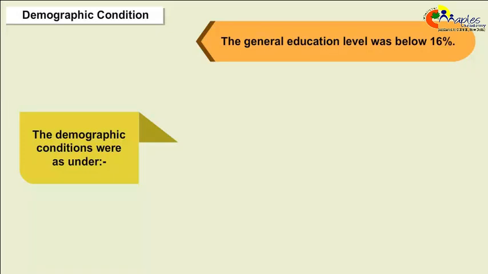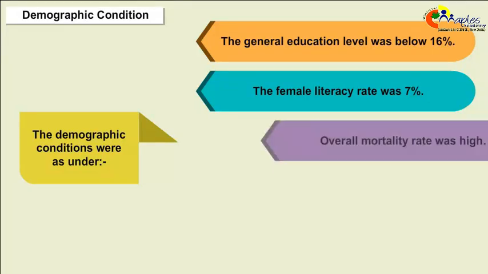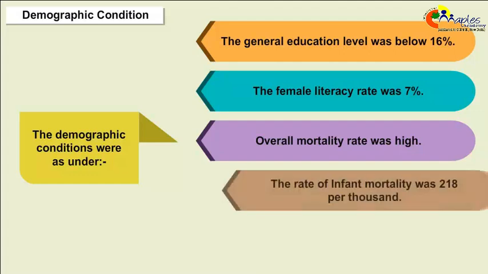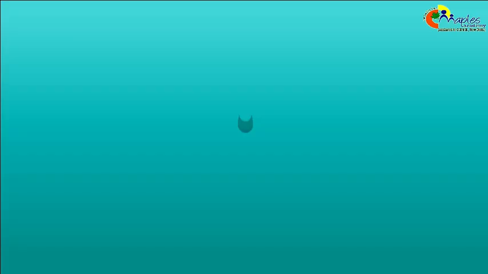The general education level was below 16%. The female literacy rate was 7%. The overall mortality rate was high. The rate of infant mortality was 218 per 1,000. Healthcare service was either unavailable or in a very unhygienic condition.